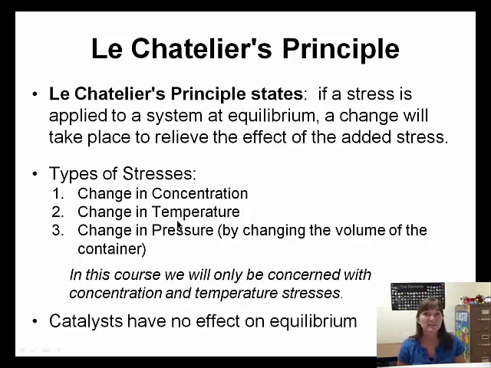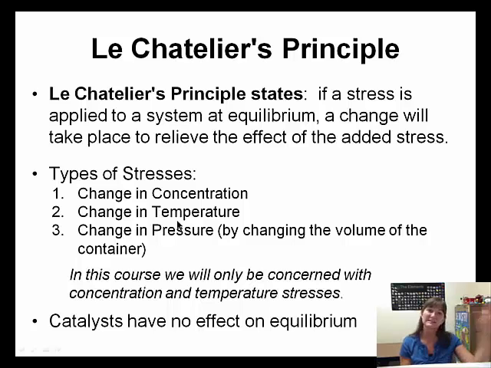One other point to notice is that a catalyst is going to have no effect on a system at equilibrium. Okay, so it might speed up the reaction at the very beginning. So at time equals 0, when all you have is the reactants, a catalyst might help you reach equilibrium quicker. But once you're at equilibrium, the catalyst isn't going to help. Okay, so don't be confused by that.